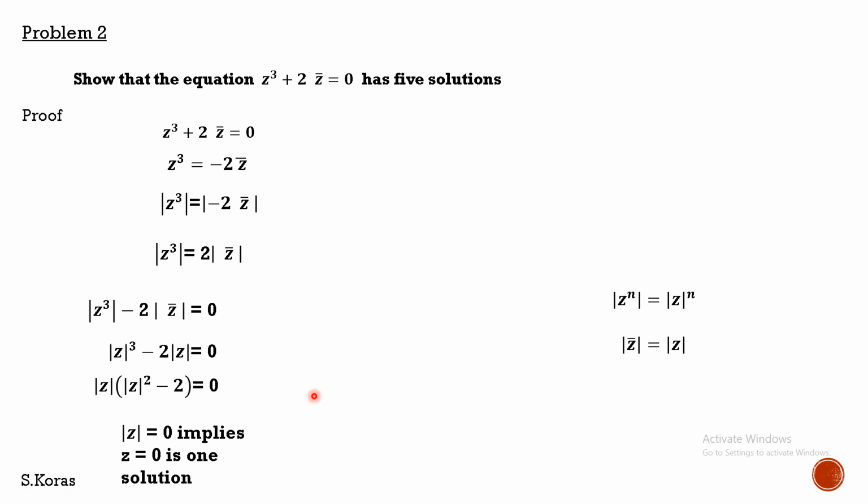The second case is modulus of z square minus 2 is equal to 0. So using this, we are going to solve the equation further. Moreover, we must remember this clue. The clue is z cube plus 2z bar is equal to 0. We have to keep this in our mind. This is the foremost and very important clue and main equation for the complex number problem.